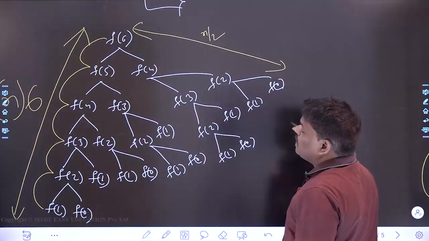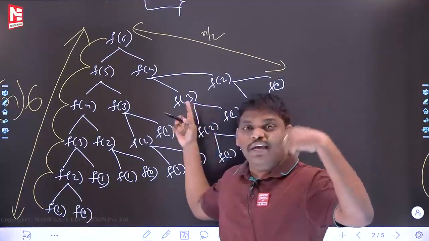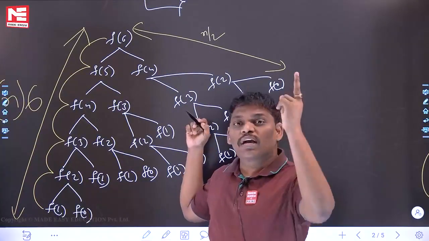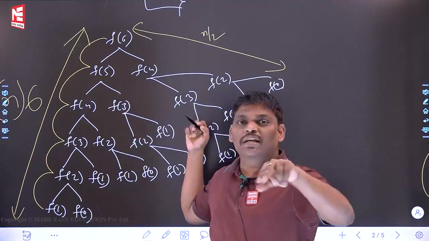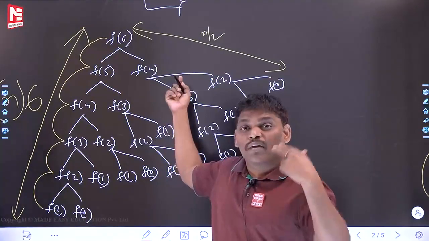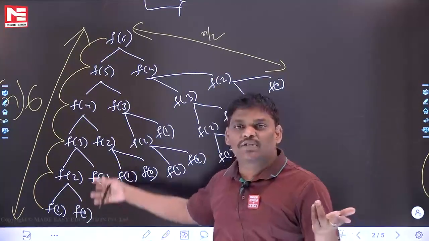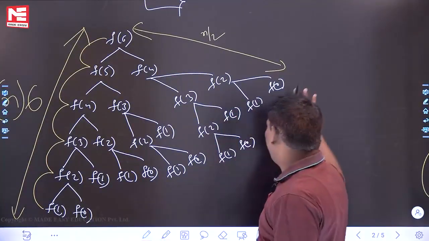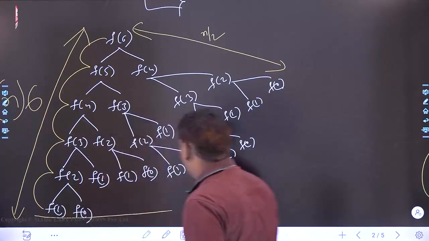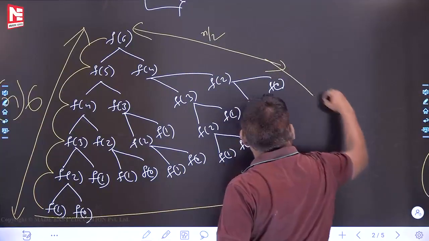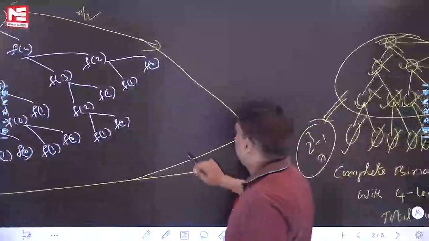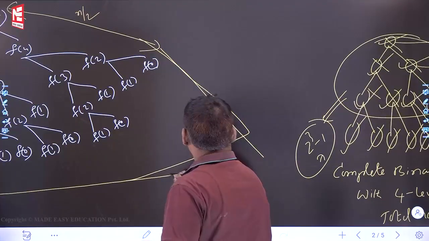Fibonacci of n generated. Is it a complete binary tree or a binary tree? Binary tree. The reason is Fibonacci of n contains left n levels, right n by 2. What is the meaning? Few gaps are there. See this one, these are the gaps.